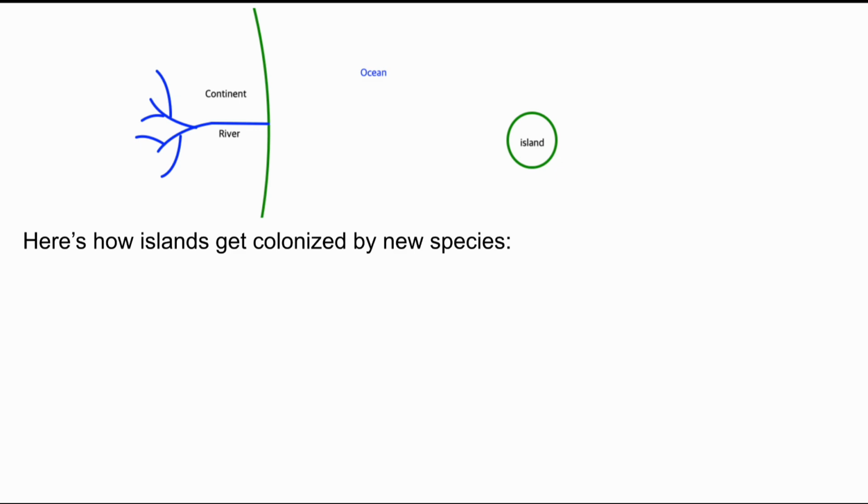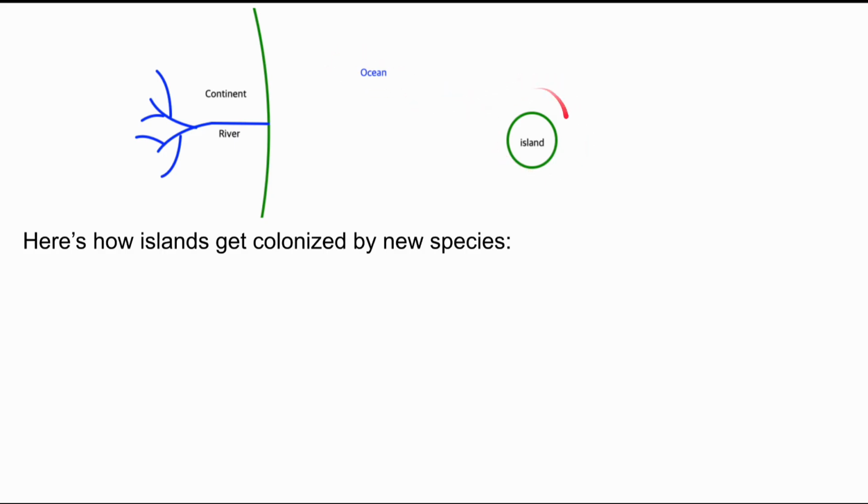But let's go back to islands. So how is it exactly that islands get colonized in the first place? All right, in the natural world, without humans bringing things over. So here I have a continental mainland area, not very great, but that's the best I can do. Here's a river. Okay, I had to label it, otherwise you wouldn't know what it was. All right, here's an island, and here's the ocean.